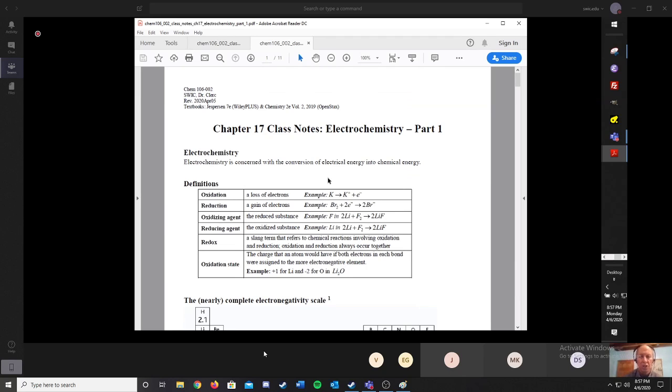So we charge a battery up with electrical energy, and that converts it to chemical energy. And in return, then it releases the chemical energy in the form of electrical energy to power a laptop or a phone or whatever.